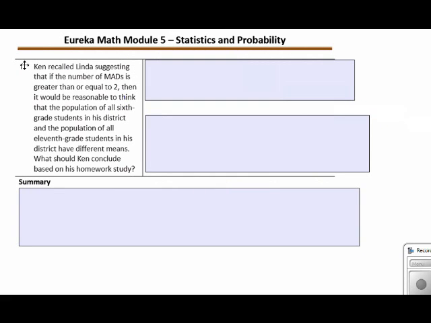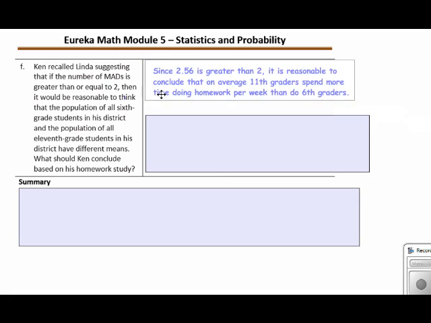Ken recalled Linda suggesting that if the number of MADs is greater than or equal to 2, then it would be reasonable to think that the population of all 6th grade students in the district and the population of all 11th grade students in his district have different means. What should Ken conclude based on his homework study? Since 2.56 is greater than 2, it is reasonable to conclude that the average 11th graders spend more time doing their homework per week than do 6th graders.